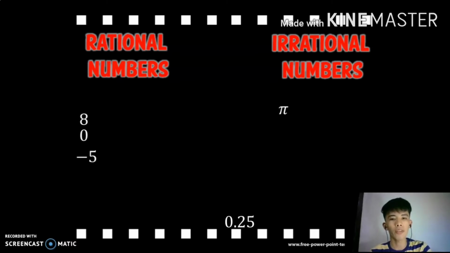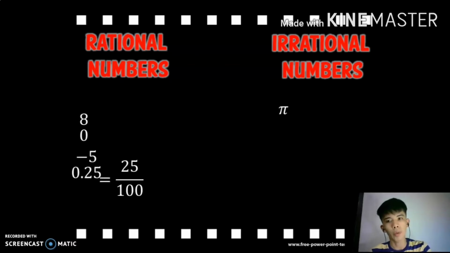Next, 0.25. Okay, so 0.25 is also a rational number. Bakit po? Kasi 0.25 is equivalent siya sa 25 over 100 or kung ilo-lowest term natin, katumbas siya ng 1/4. Okay? How about square root of 5? Alam ba natin ang mismong or the exact square root of 5? So, square root of 5, punta siya sa irrational number.